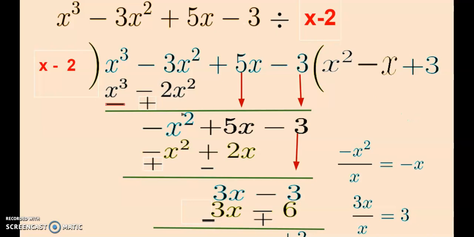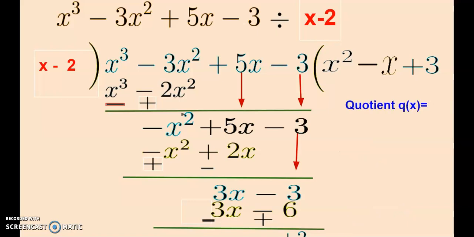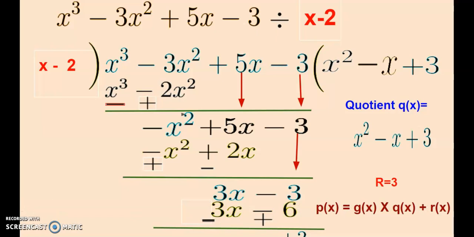Yes. So here what did we get? The quotient, denoted by q of x, is x square minus x plus 3 in our division, and the remainder is 3. The remainder is usually denoted by r of x. So the division algorithm states that p of x, that is the dividend, is equal to g of x into q of x plus r of x. That's how you have to do the divisions, children, division of polynomials.